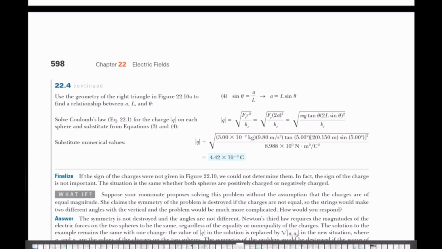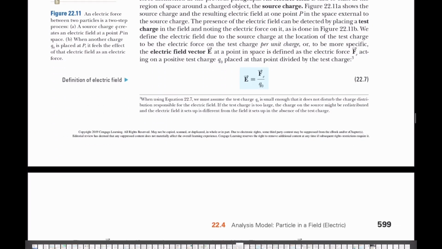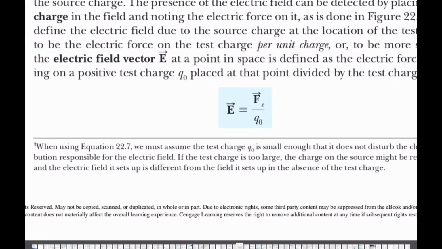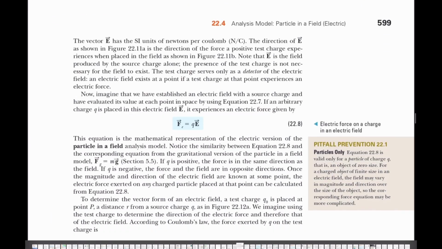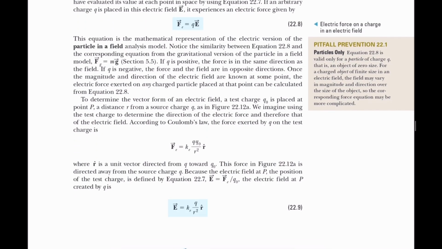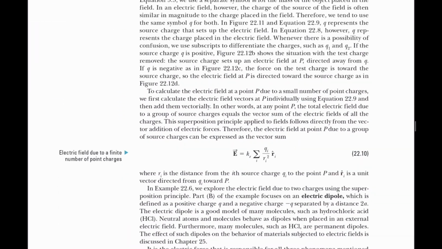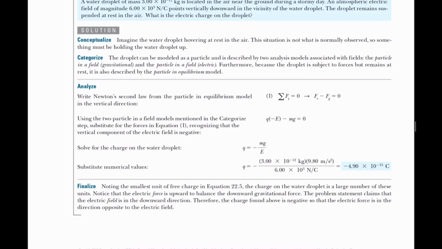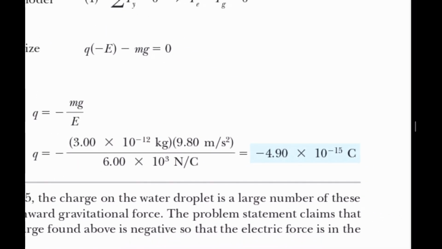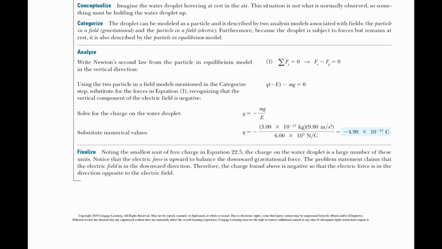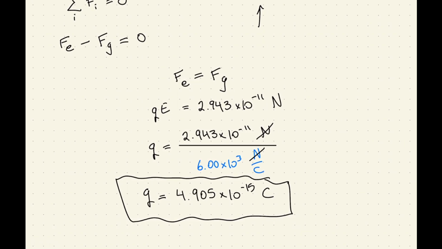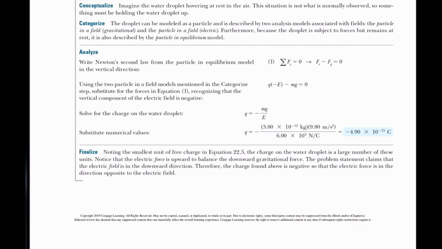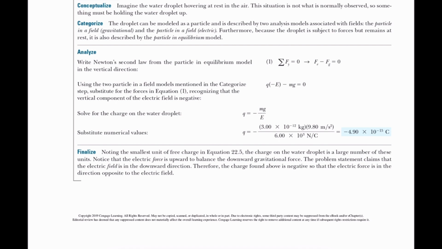Let's check the book if that's correct. Here they kind of do an explanation in the book of where they get these equations from. If you like, you can go through that. It's pretty nice. Let's check out where the problem is. A water droplet, and we get 4.90 times 10 to the minus 15. The only thing is, there is a minus sign on this charge.